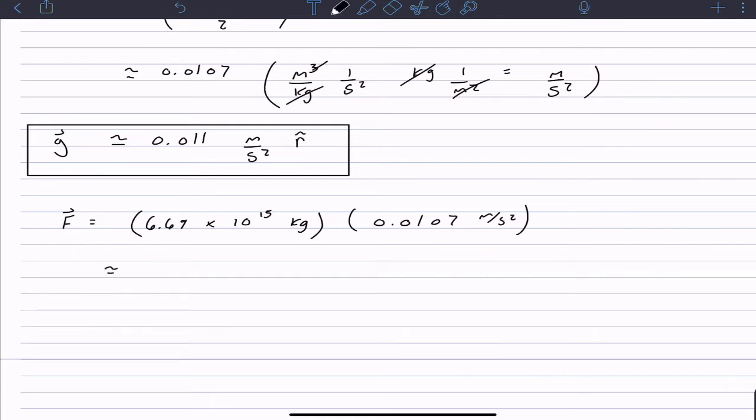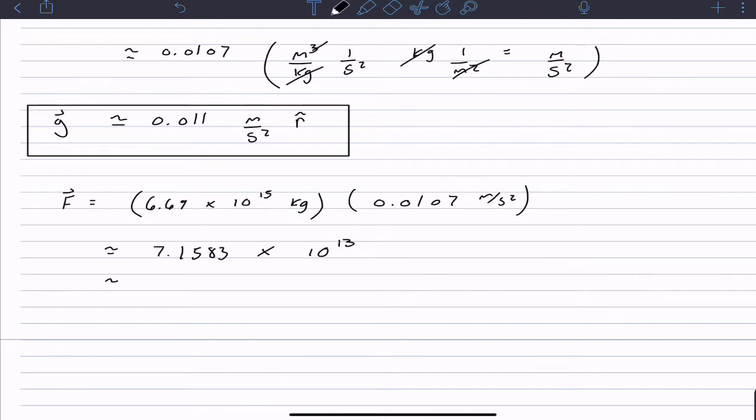And this gives us 7.1583 times 10 to the 13, which is still approximately equal to 7.16 times 10 to the 13 newtons. That is the gravitational force on it. And remember, it's positive r hat direction because of this. Oh, since it's asking for the magnitude, we don't actually use it as a vector. So this is the answer.